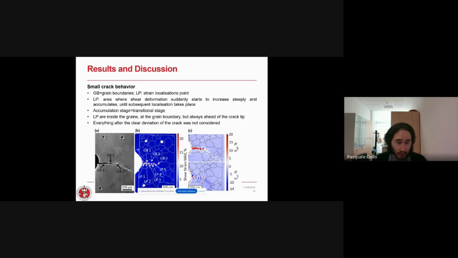The characteristic was this steep change in shear deformation accumulation. This accumulation stage we called the transitional stage. Interestingly, these strain localizations happen inside the grains, and in one case also at a grain boundary, but they were always ahead of the crack tip. We will see that later in the next slide. As I said before, everything after GB3, here, was not considered in the subsequent reanalysis.